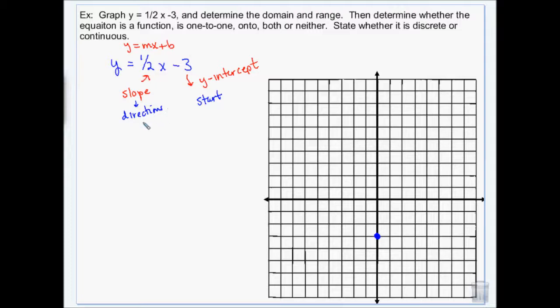And it's rise over run. And if it's positive, you go up, and if it's negative, you go down and then to the right. So it's +1 over 2, so I'm going to go up 1 over 2. And I can keep doing that if I want to, till I get a bunch of points. And then I'm going to connect the dots.